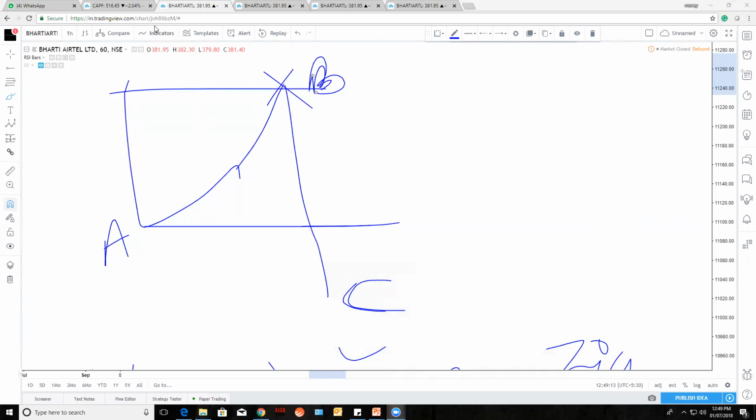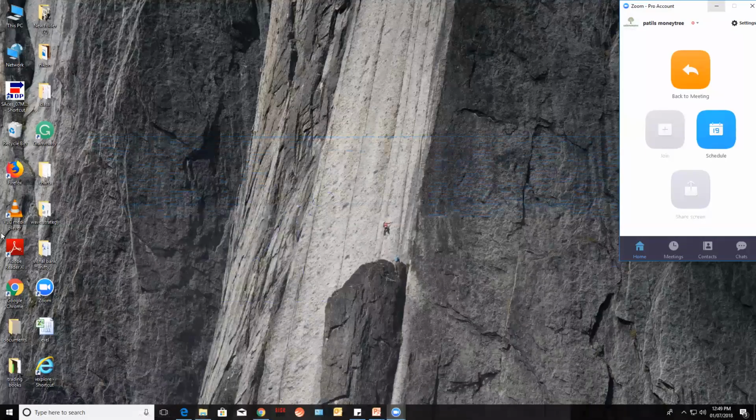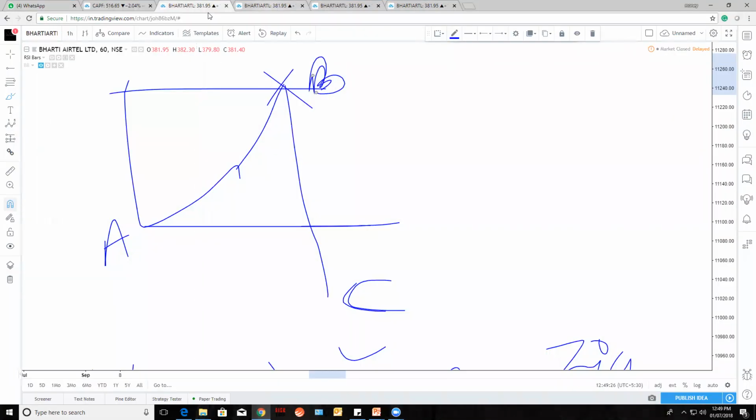A zigzag I will show you. There are so many charts. They may make a simple ABC pattern, that is a zigzag. I will show you the example. Let's see some examples of zigzag if we have any.